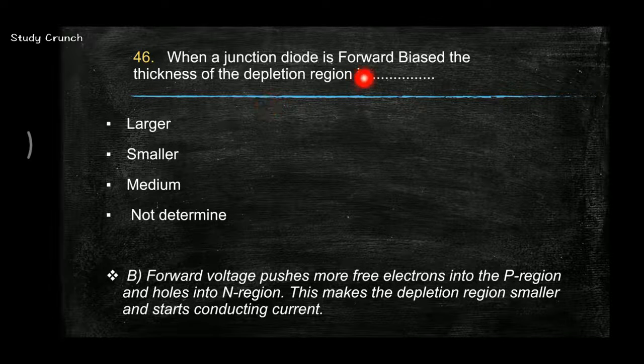Next, when a junction diode is forward biased, the thickness of depletion region is larger, smaller, medium or not determined. So the answer is it is smaller. We know that forward voltage will push more free electrons into P region and holes into N region. This makes the depletion region smaller and starts conducting the current.